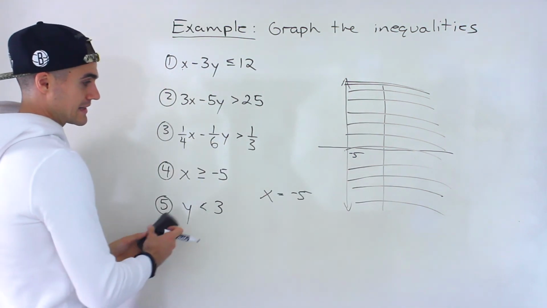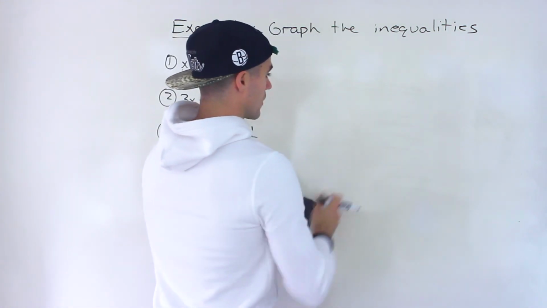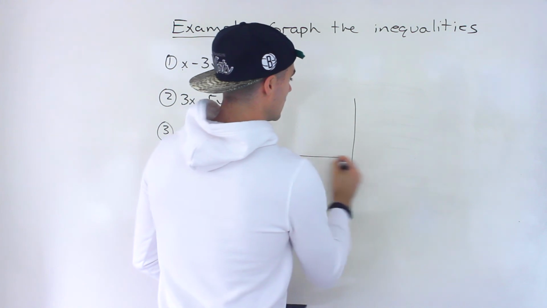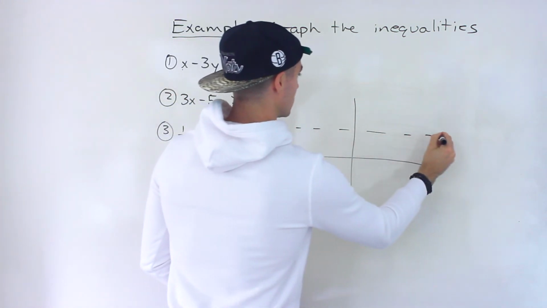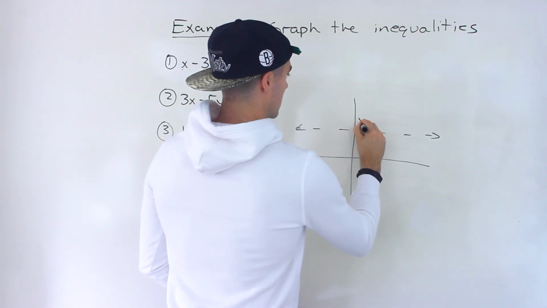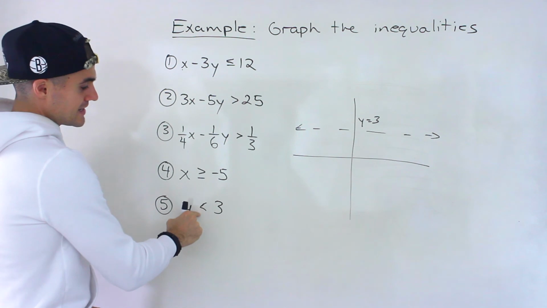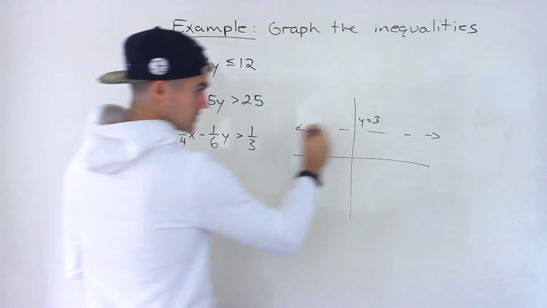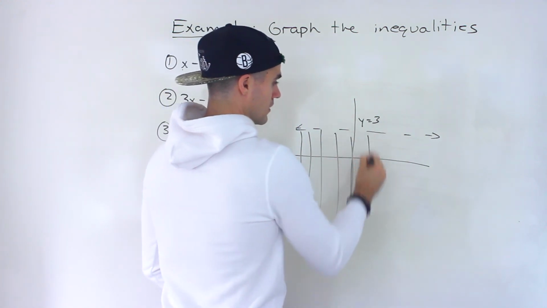And then y is less than 3. Well, we know y is equal to 3. How do we draw that line? Well, that is just a horizontal line. y equals 3. And because it's all the y values less than 3, not equal to 3, it's a dotted line, and the region that we're looking at is this over here.